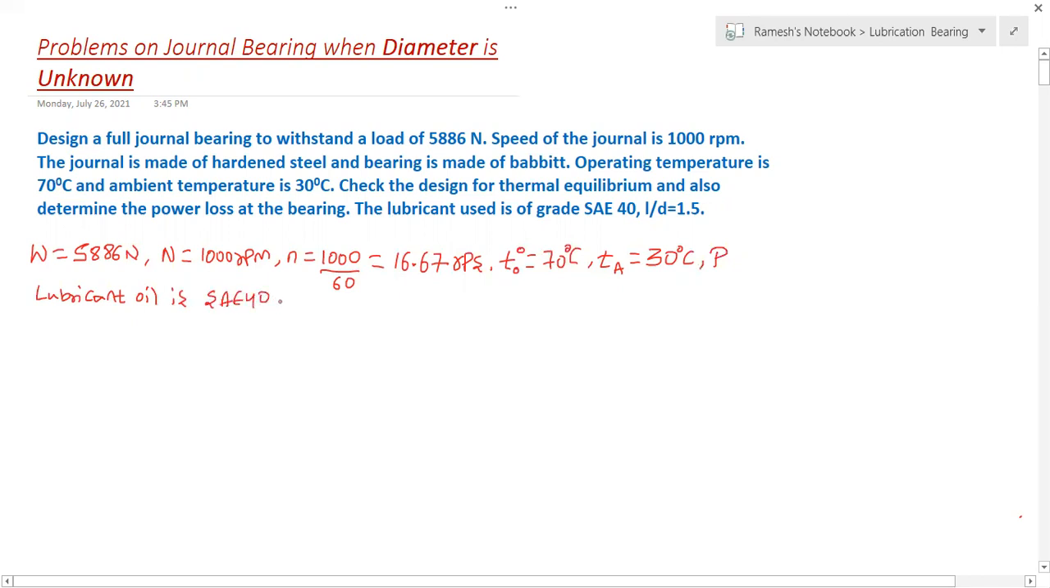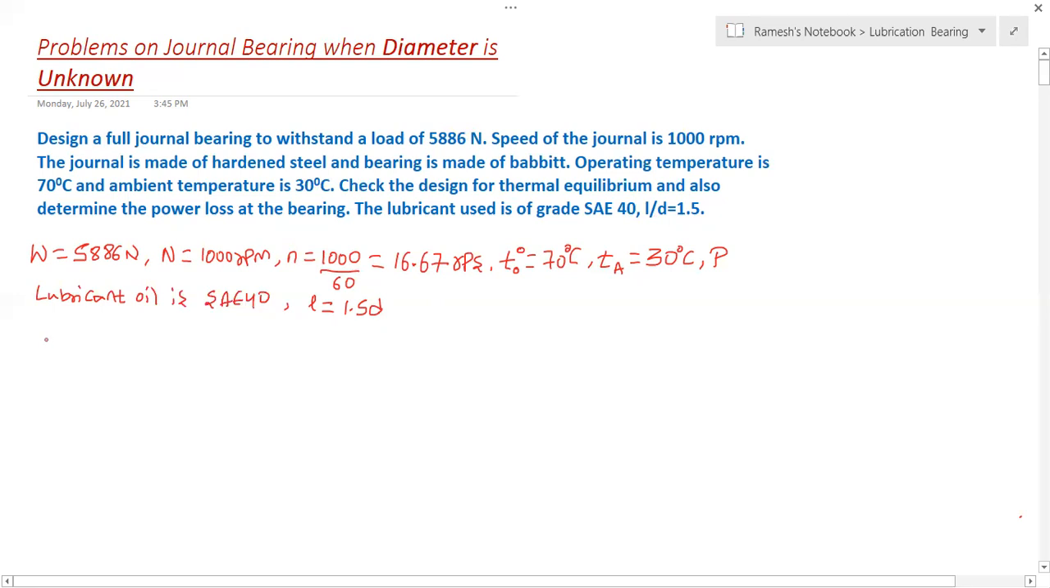SAE 40, and is given L by D ratio. Length of the bearing divided by diameter of the bearing is 1.5. Means L is equal to 1.5 times D. In the given statement, L by D ratio is 1.5. Therefore, the length is 1.5 times the diameter. In this, you need to design the full journal bearing.